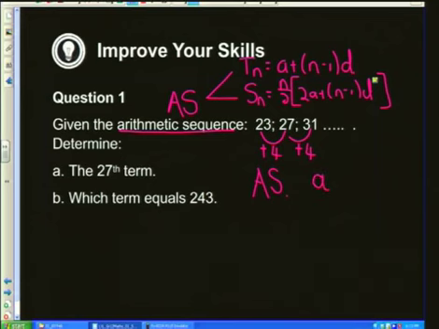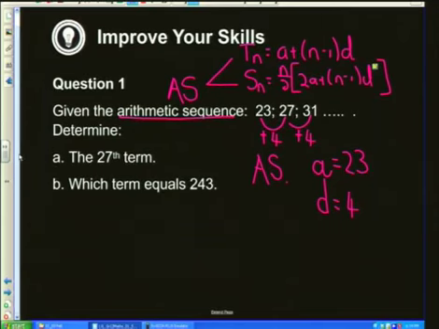a always stands for the first term. Now the first term here is 23. And the d, as we found, is the common difference, which we found to be 4. And what I've done is I've actually written in code or in symbols what I know about the sequence. Now, what's the question asking me? It asks me to find the 27th term.